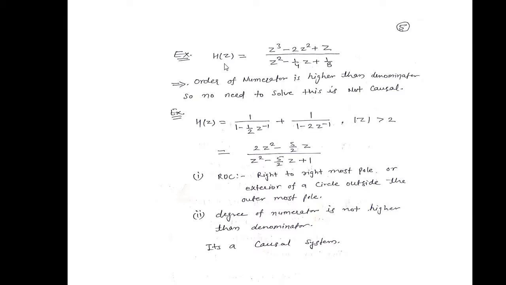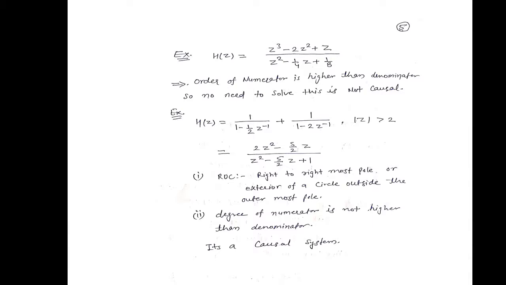We can have some examples. H of z is equal to z cube minus 2z square plus z upon z square minus 1 by 4z plus 1 by 8. So we can see in this H of z that the order of the numerator is higher than the denominator. So no need to solve, this is not a causal system because the order of the numerator part is greater than the order of the denominator part. We can directly say that this is not a causal system.